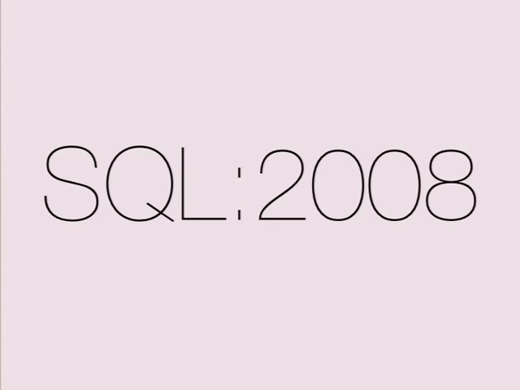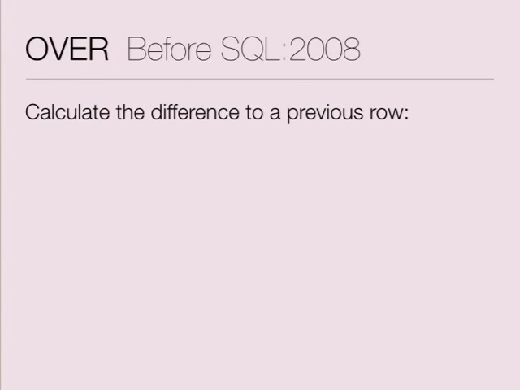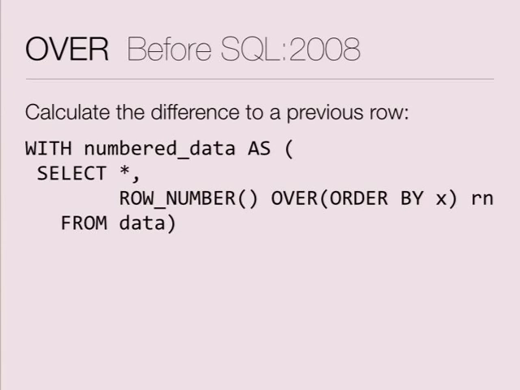Okay, SQL 2008. And surprise, surprise, they added something more to over in SQL 2008. So the example I'm showing you now is the difference. It's not the running total. I do have the totals, let's say, per day, but I would like to see the difference to the previous day. How would that be done in SQL before 2008?